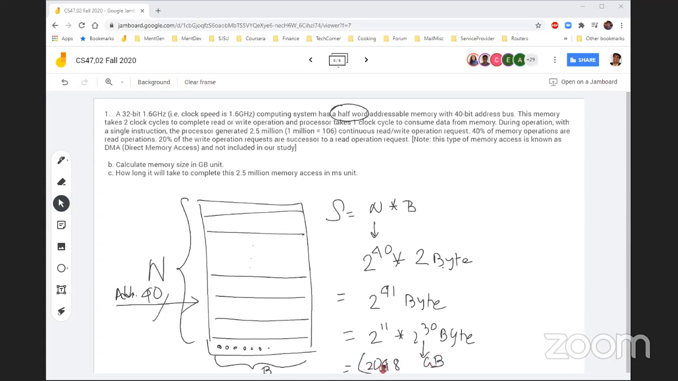Does that answer your question? So it's the half word that makes the address contents 2 bytes, right? Yes, the half word says that each address contains 16 bits. Okay, all right. Thank you.